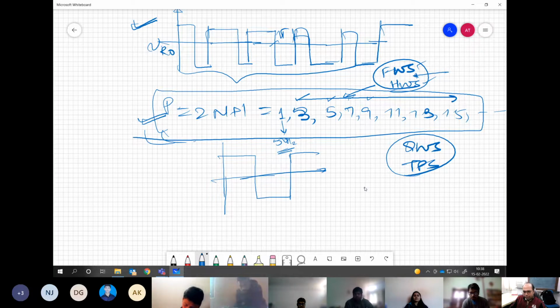Yes, sir. Out of your interest, you can try drawing a waveform with pulse number 6. So you will understand what is missing where. Okay.